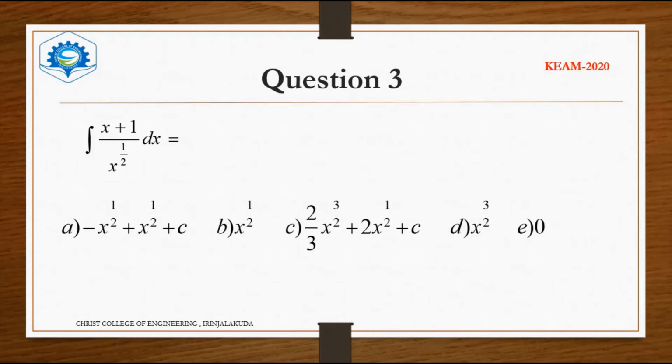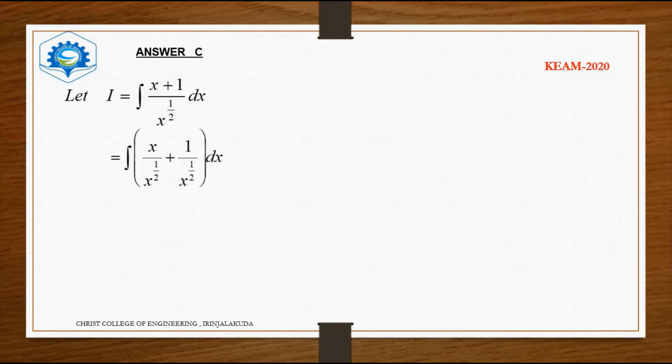These are your options A, B, C, D, E. Okay. Now, consider the given integral. Now, one way of solving this integral is only through simplification. Now, you can split the numerators.